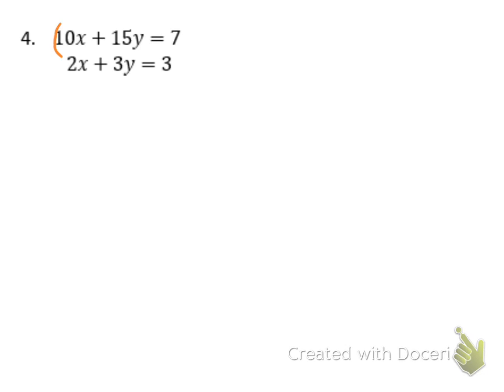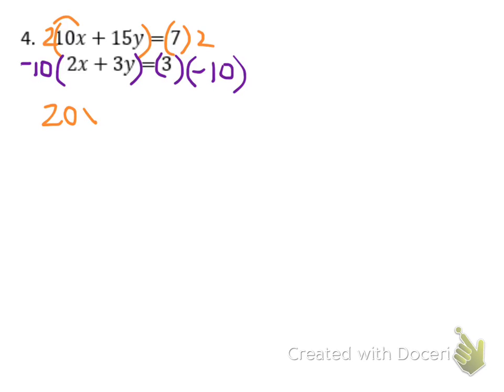All right, here if we keep that same pattern, we'll multiply the top by 2. The bottom, if we just do positive 10, we'll end up with the same signs. We want opposite signs, so let's multiply the bottom one by negative 10. Distributing your 2 times 10x is 20x. 2 times 15y is 30y. 7 times 2 is 14.